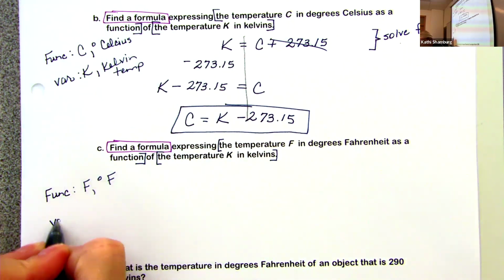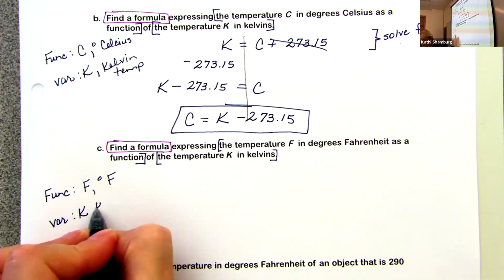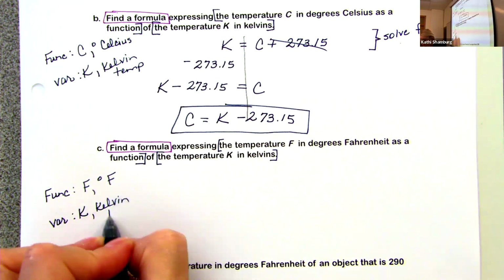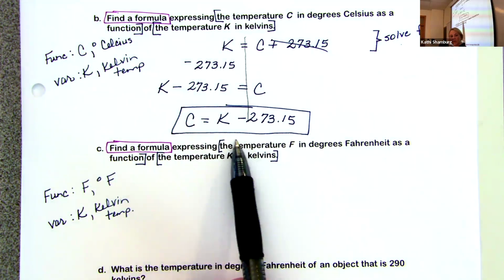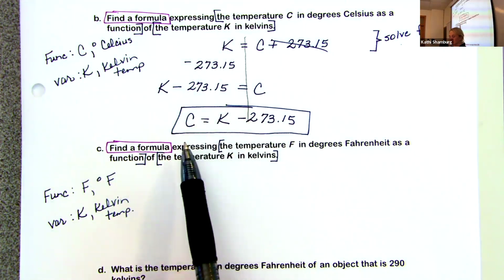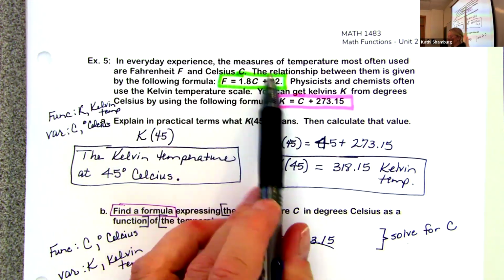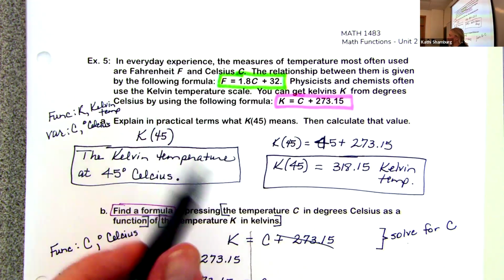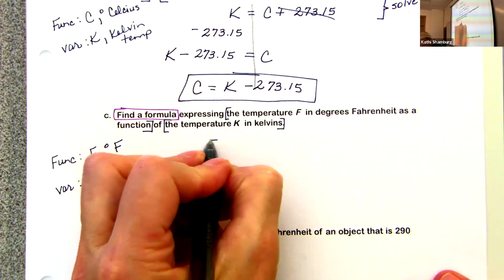And they want the variable to be K, Kelvin temperature. All right, well, if I go searching, this formula has the K, but it has a C. This formula has the C and the K. This formula is the only one that has an F. So I'm going to have to start there because it's the only one that has the letter F.